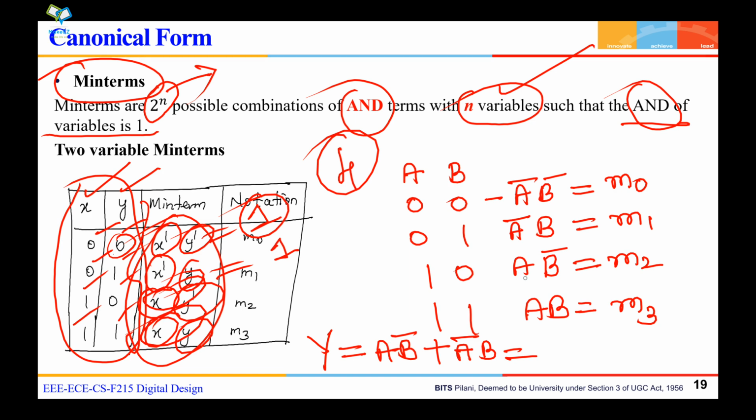When you write the same in terms of minterms, ab bar means this one. So it is ab bar, it is m2, plus a bar b, m1. It is m1 plus m2. So these are called minterms. Right? And any Boolean function can be written in the form of these minterms. Hope you have understood about minterms.